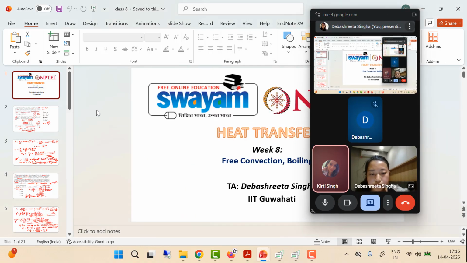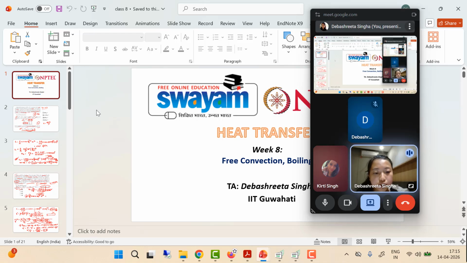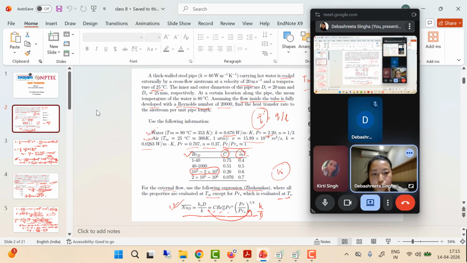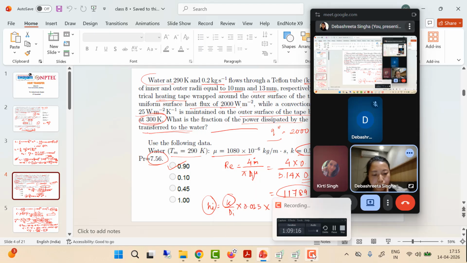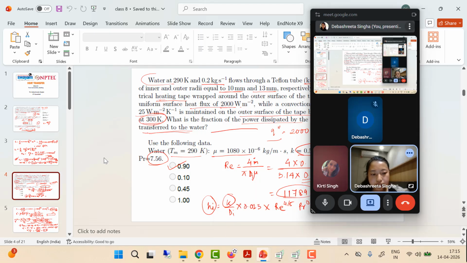Then we have convection and boiling also. For boiling, there is a boiling curve which you should go through. That is also very important. There is some region of nucleate boiling, pool boiling, so you have to know every region.